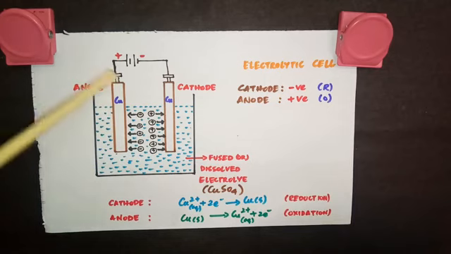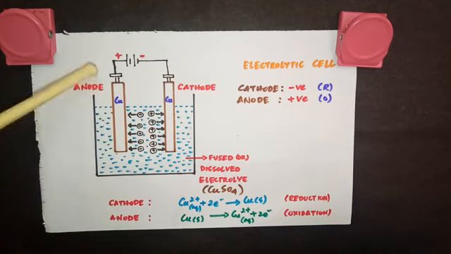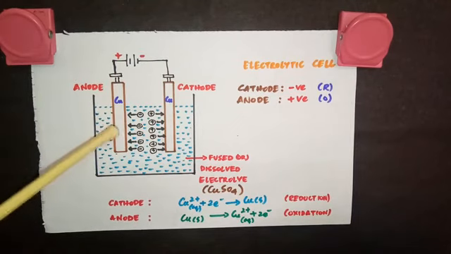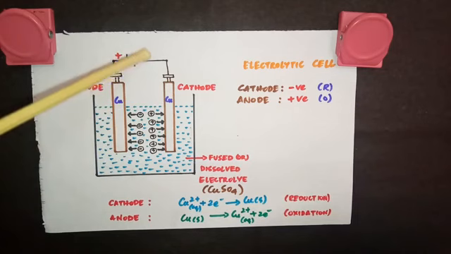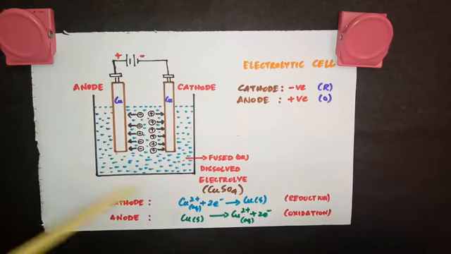Two metallic rods or plates called electrodes are immersed in the electrolyte and are connected to the terminals of a battery, like this. The electrode connected to the positive terminal is called the anode, and the electrode connected to the negative terminal is called the cathode. So this cell is called an electrolytic cell.